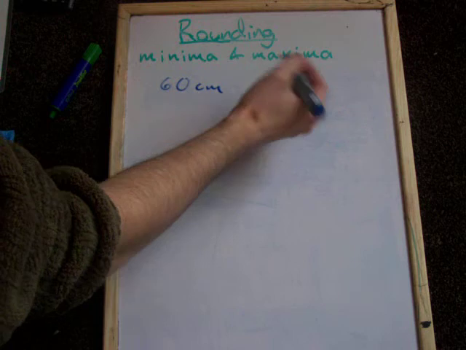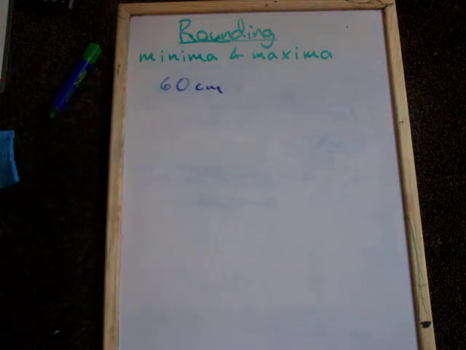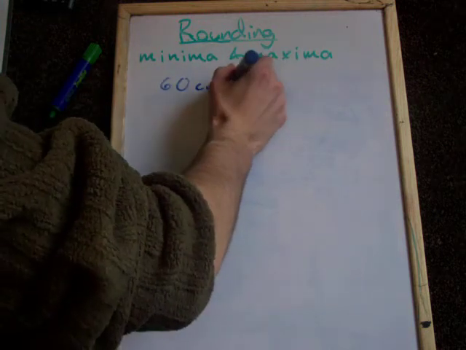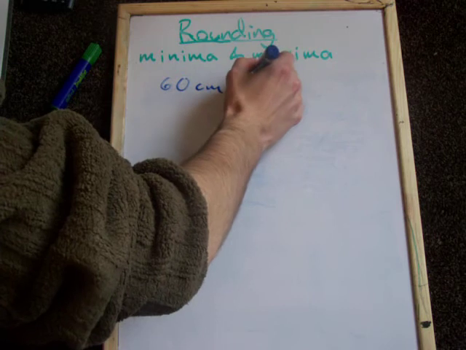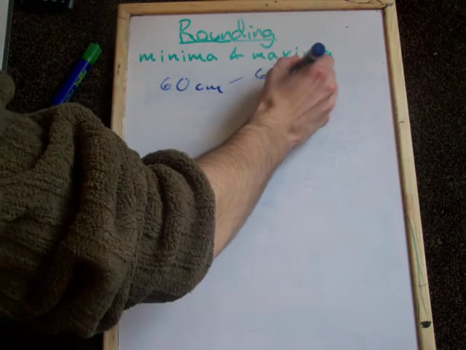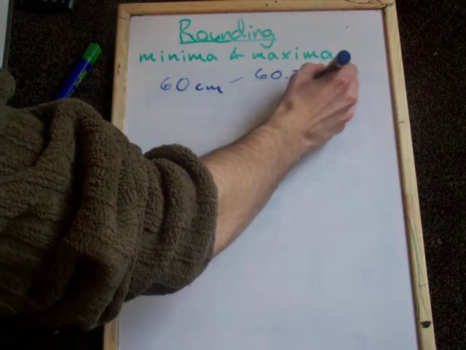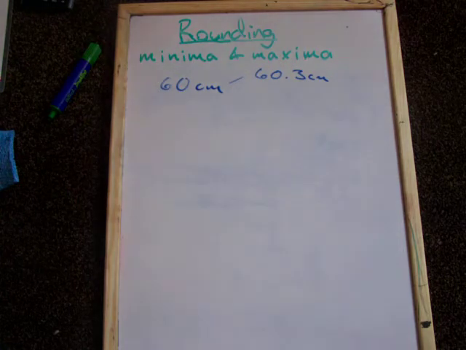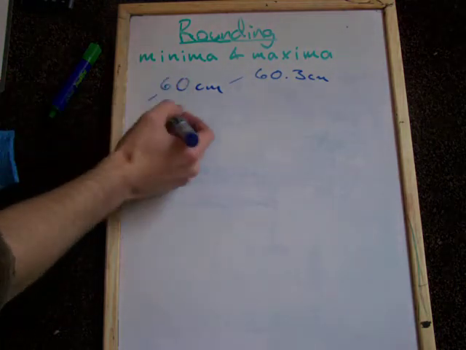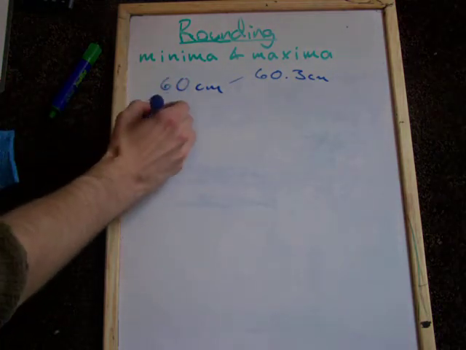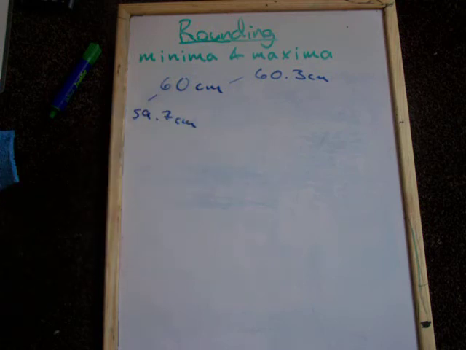Okay? Now there are plenty of lengths that would have rounded to 60 centimetres. So for example, you could have had 60.3 centimetres, which would round to 60 centimetres to the nearest centimetre. You could have also had 59.7 centimetres, which would round to 60. Okay? Minima and maxima are the minimum possible value and the maximum possible value.